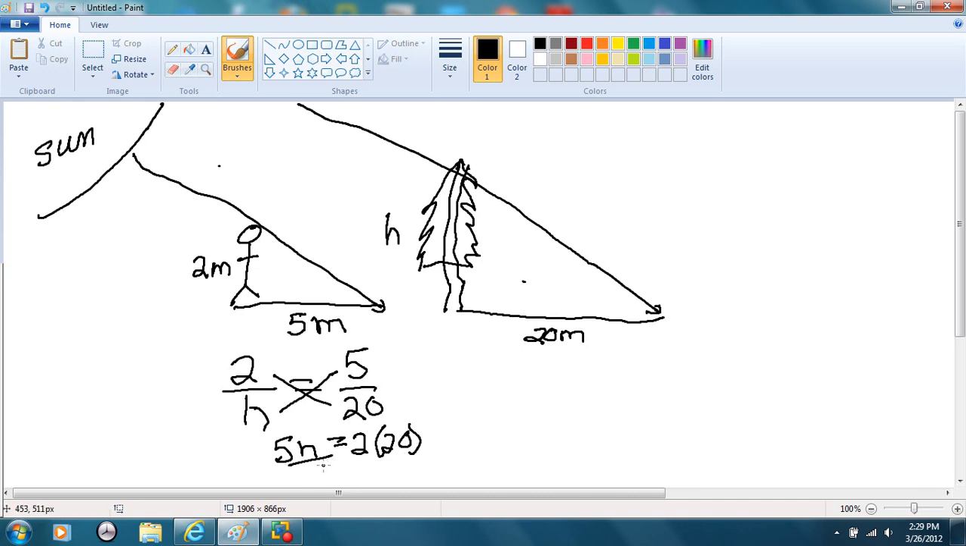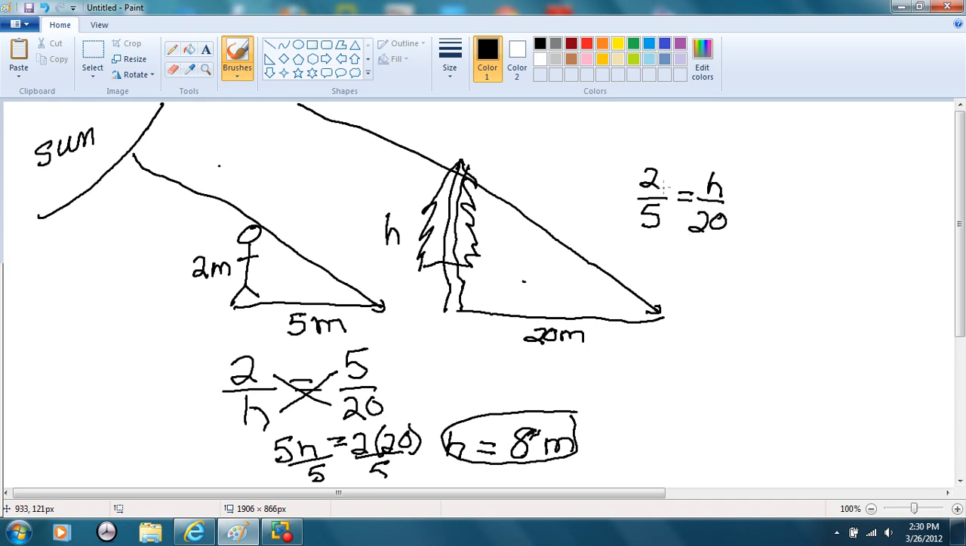We're going to divide each side by 5. And we're going to end up with h, if we figure all that out, is 8. Whoa, sorry, is 8 meters. You know, about 25 feet. It's not a huge tree, but it's okay. And so it's 8 meters. Notice we could also, like I said before, we could also go, looking at the small triangle with the person, we could go 2 is to 5 as h is to 20. And that's going to develop the same thing.